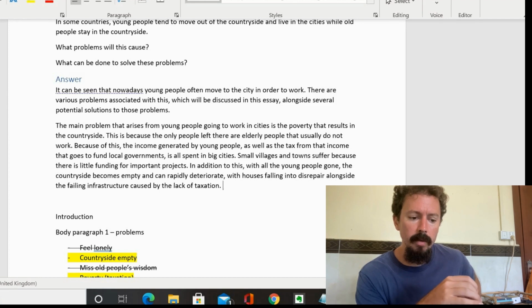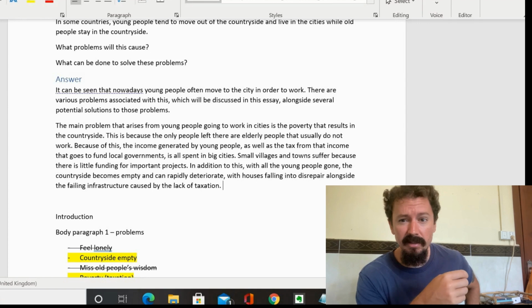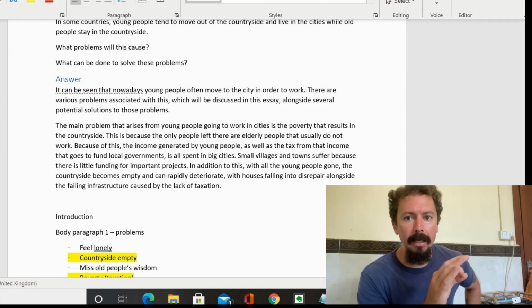This is because the only people left there are elderly people that usually do not work. It's important to use words like usually to give specific information. If I said elderly people never work, that's not true. Many IELTS students write things like this. They say always, never, everyone. Bad idea, bad idea. This will really cause your score to be lowered for task achievement.